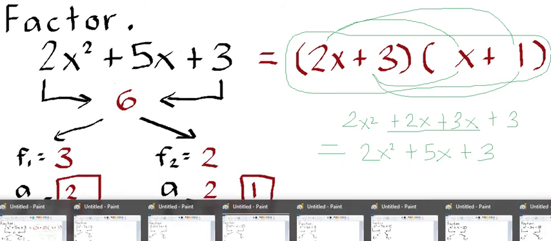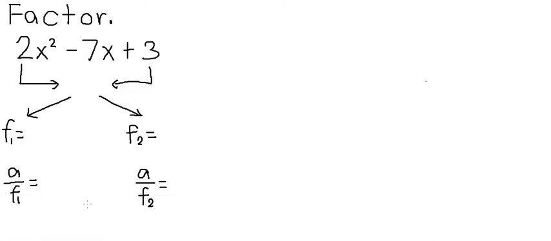Let's have our next example. Factor 2x squared minus 7x plus 3. First step, prepare two sets of parentheses. First set of parentheses for the first binomial factor and second set of parentheses for the next binomial factor.